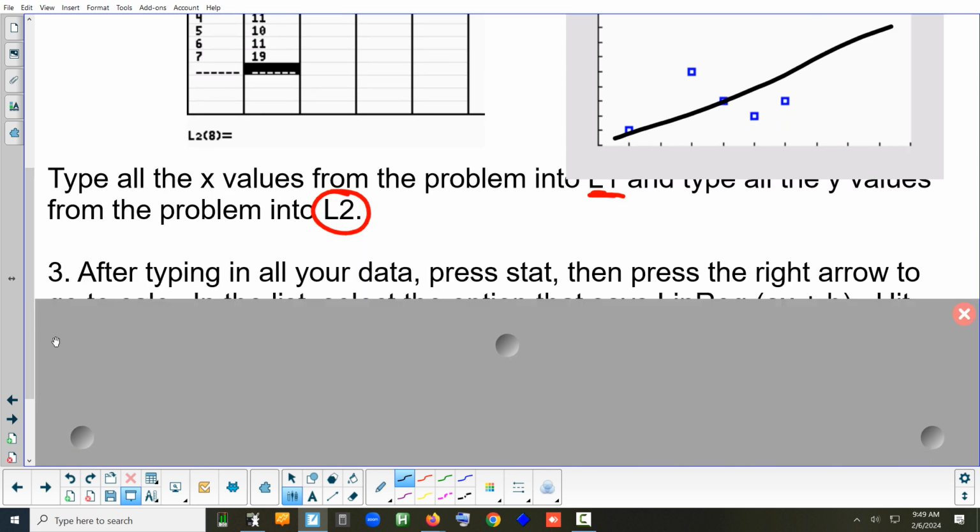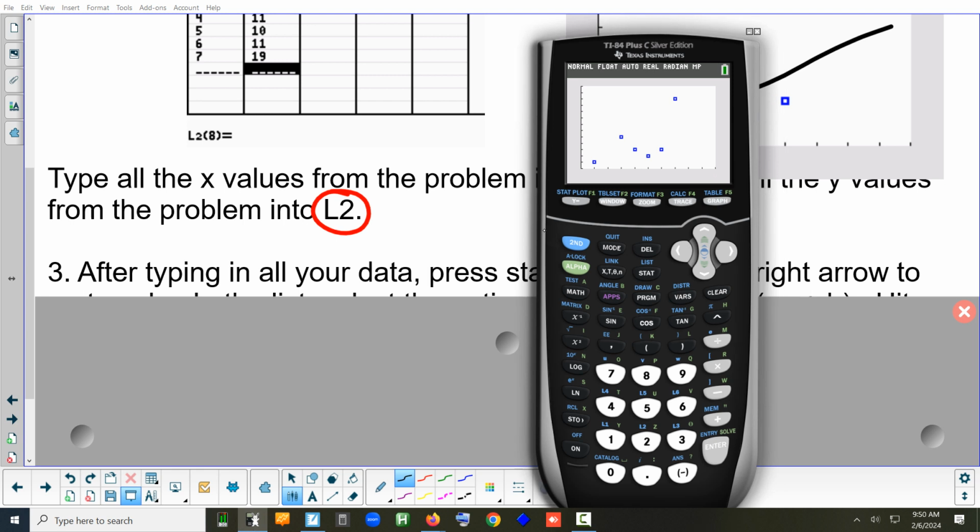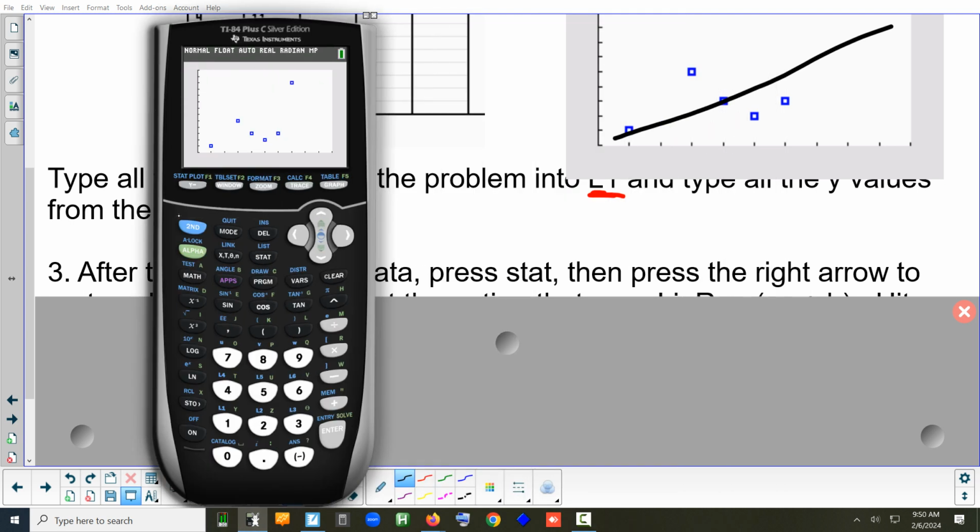So last step. After typing in all your data, press the Stat button again. So everyone should be at a screen now that says Edit, Calc, and Tests at the top. Is anyone unable to get to that screen? You hit the Stat button again. Yep.